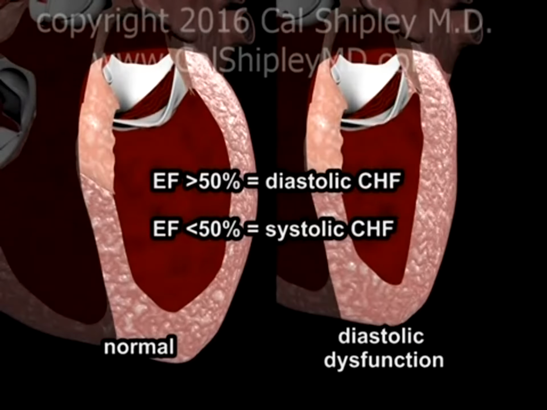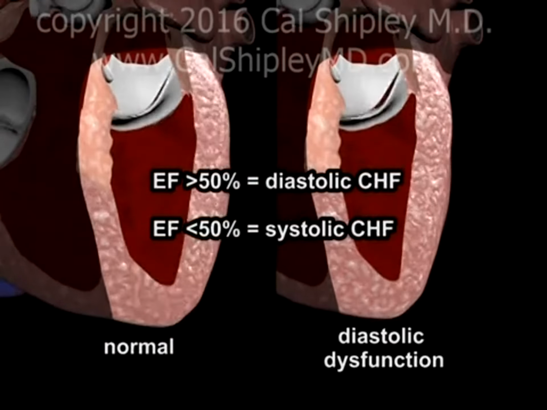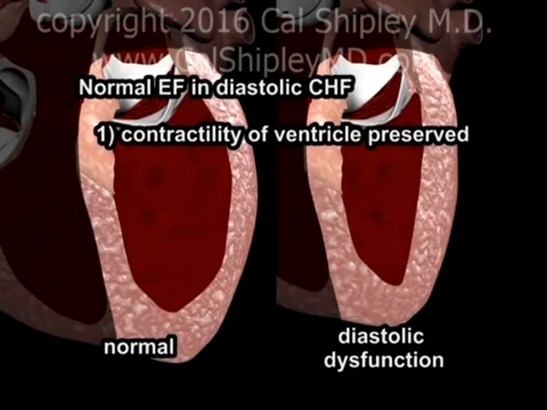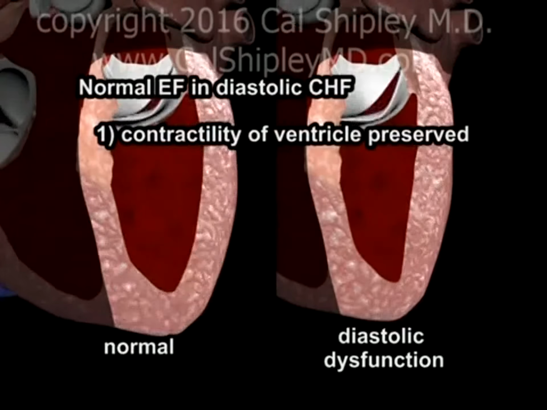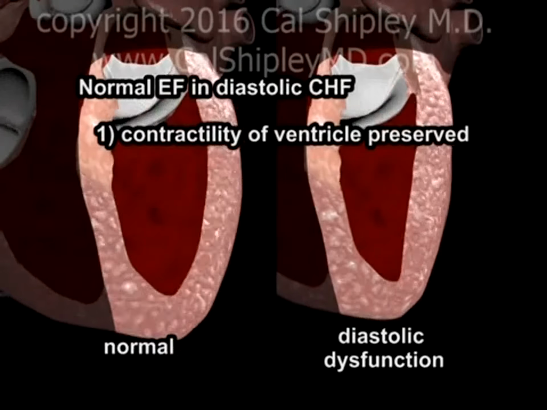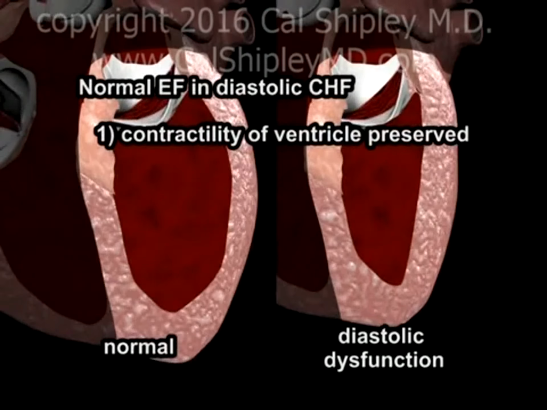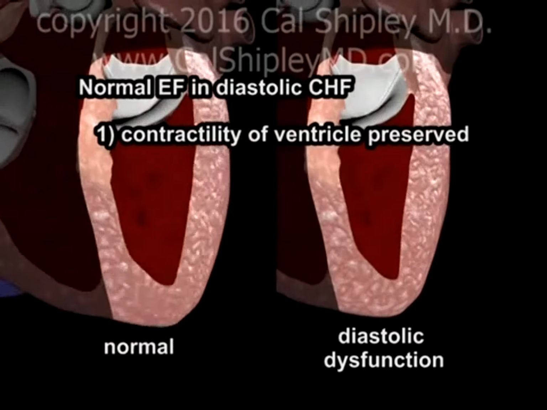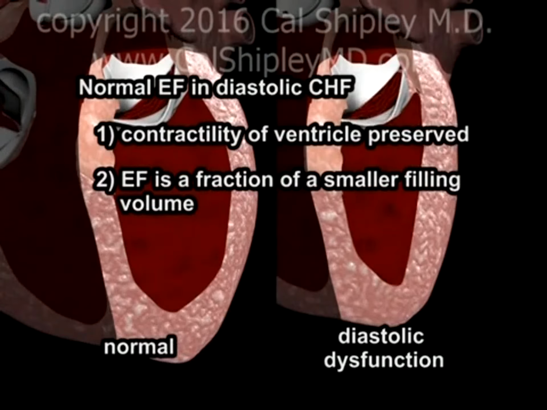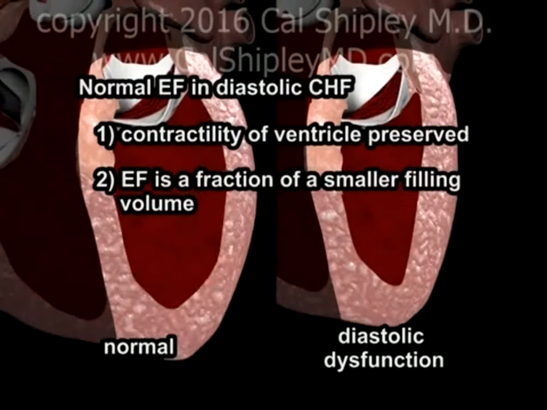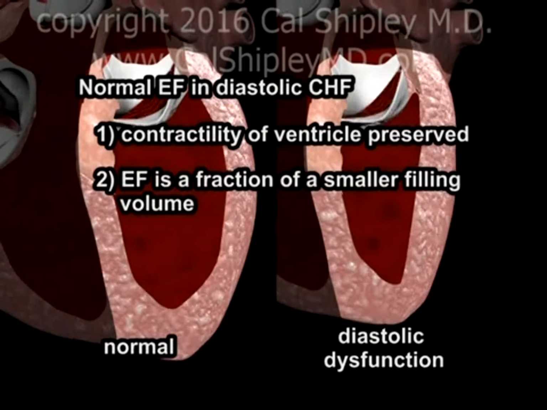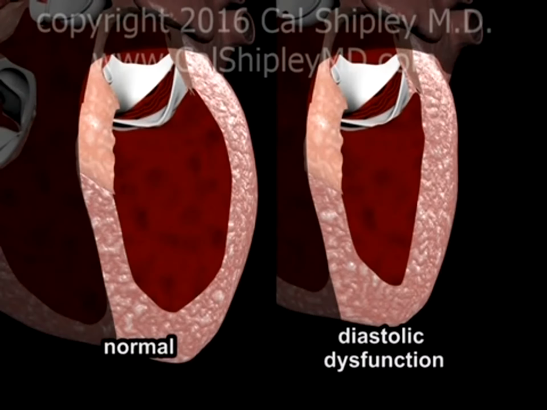The fact that ejection fraction is normal in diastolic congestive heart failure may seem counterintuitive until one considers two factors. First, while the capability of the left ventricle to relax and expand its volume in diastolic CHF is significantly impaired, contractility is often near normal, so the ventricle's ability to eject blood is often preserved. Second, while the ejection fraction may be 50% or more, it's 50% of a much smaller filling volume than in a normal left ventricle, and so the actual volume of blood ejected into the aorta is significantly smaller, as depicted here.